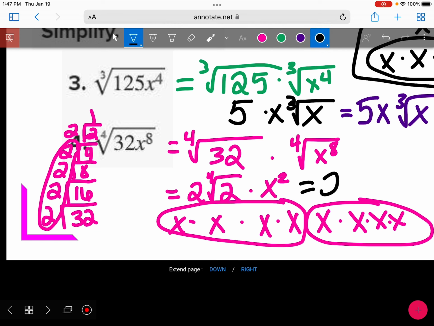And then we end up with 2x to the 2nd. We just rearrange it so it looks a little bit neater. 2x squared. There you go. All right, everyone good on that? Cool. Okay.